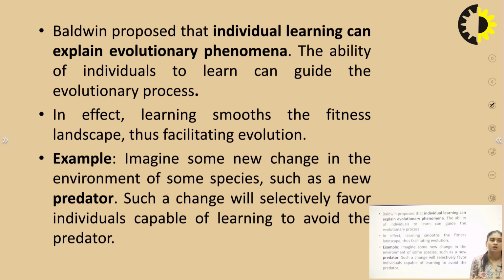For example, suppose some new change is happening in the environment of the species, such as a new predator. Such a change will selectively favor those individuals who are capable of learning to avoid the predator. So it will benefit those individuals, obviously only those who are capable of learning to avoid the predators.